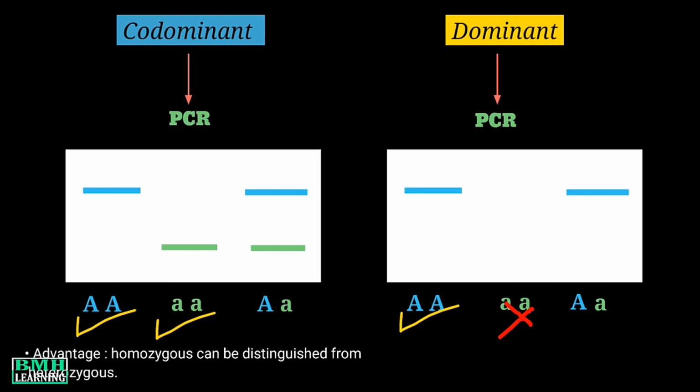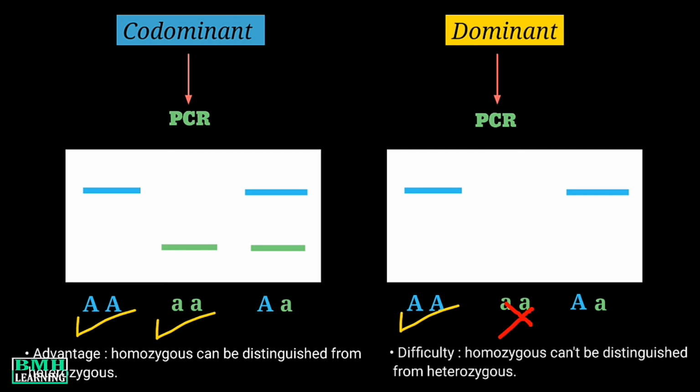Now, the problem here is that the homozygous and the heterozygous can't be distinguished from each other, because in case of heterozygous, only dominant is seen. So this is why codominant markers are preferred for most applications. This was all.